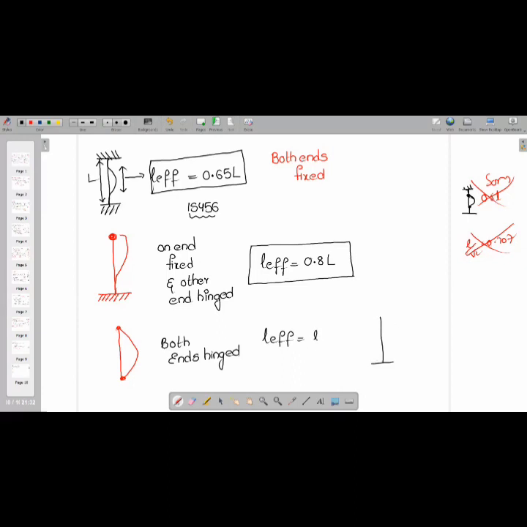And one end fixed, other end free, it will be equal to 2L. One end fixed, other end free, it will be equal to what, sir? 2L. When one end is fixed and other end free, then L effective will be equal to twice the length. Any doubts until now, students?